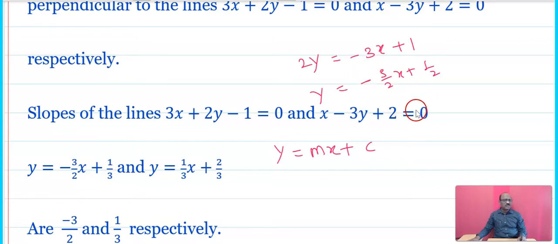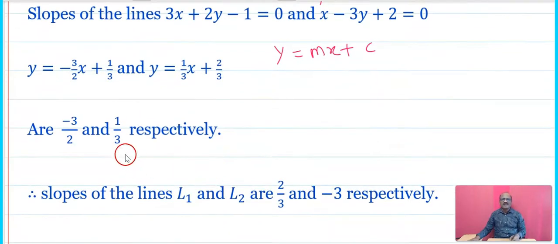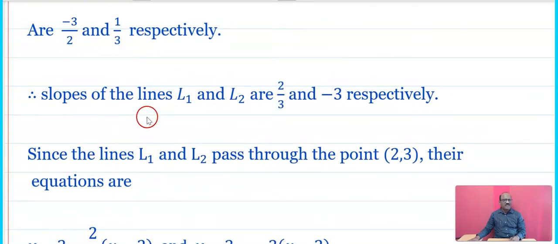Similarly, we can find the slope of the other line. y equals 1 by 3 x plus 2 by 3, and therefore the slopes of the lines are minus 3 by 2 and 1 by 3 respectively. The slopes of the required lines L1 and L2, which are perpendicular to these lines, are the negative reciprocals. The negative reciprocal of minus 3 by 2 is 2 by 3, and it becomes plus. The reciprocal of 1 by 3 is 3, and with the minus it is minus 3. Therefore, the slopes of the lines are 2 by 3 and minus 3.